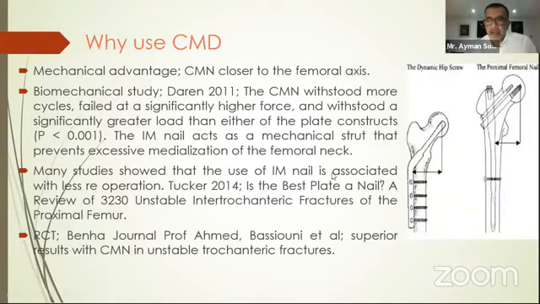Because they have a mechanical advantage. They are closer to where the load is applied. There's less of a lever arm. So biomechanical studies show that the cephalomedullary nail will withstand more cycles, and fail at higher forces, than an extramedullary device. And many surgeons have even stated that the best plate is a nail. And these are reputable researchers looking at huge numbers of patients. We've also got research in Benha by Professor Ahmed, Dr. Hassan Hussein, Dr. Hani Basyouni. I've got an RCT where they compared the results of cephalomedullary nails versus plates, and they concluded that cephalomedullary nails fare better in unstable fractures.